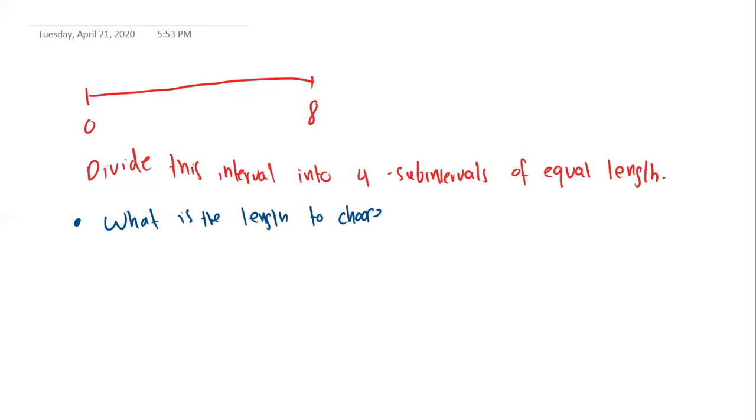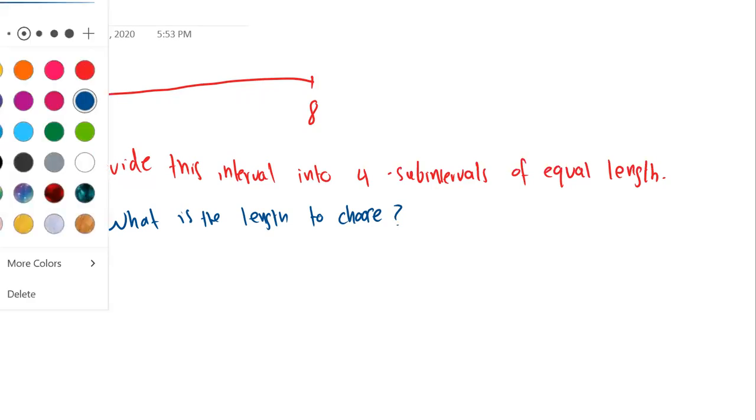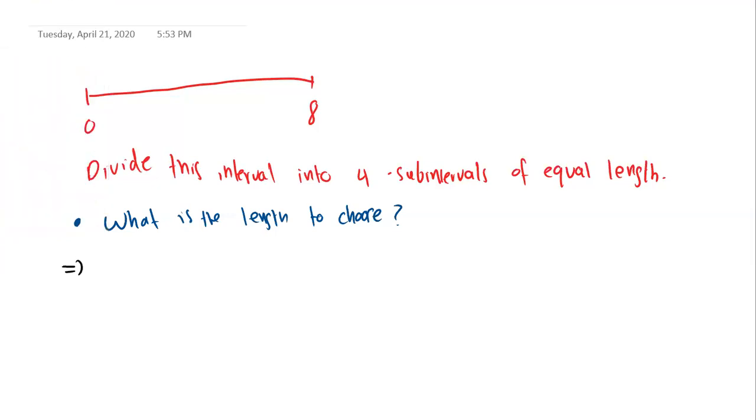And in general, the formula you want to use is you take the endpoints of the interval, whatever they are. In this case, there's 0 and 8. You subtract them and divide by how many subintervals you want. So you take the endpoints, subtract them, and divide by the number of subintervals that you want. And that's how you do this. Okay. So what do we get here? Here we have 8 minus 0 is 8, divided by 4. So 8 divided by 4 is 2. So if we want to divide this interval into 4 subintervals of equal length, the subintervals must have length 2.